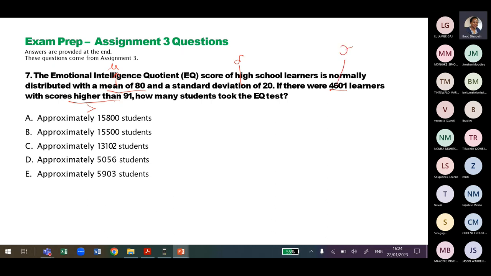So we're going to call the students X. I always tackle questions like this in a way that if I know how many students, which is N, which is what we need to be calculating, it should equal X plus Y, because X will be those who scored higher than 91 and Y will be those who scored less than 91. I know that X is 4,601. What I don't know is Y, and I don't know how many of them.